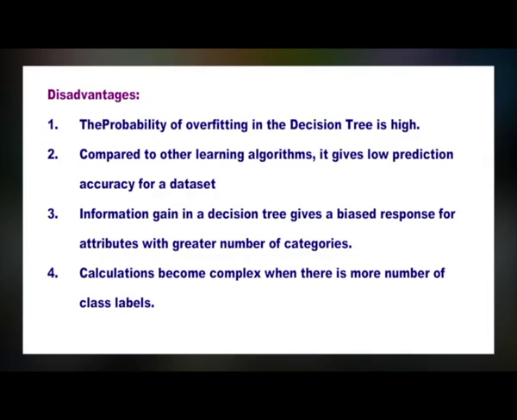Coming to disadvantages, the probability of overfitting in the decision tree is high. Next, compared to other learning algorithms, it gives low prediction accuracy for a data set. Next one, information gain in a decision tree gives a biased response for attributes with greater number of categories. And lastly, calculations become complex when there are more class labels.